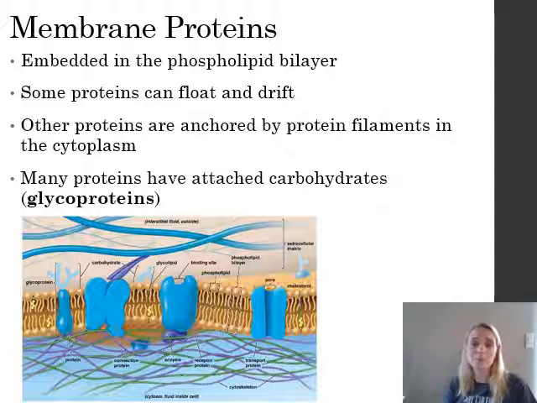So a lot of times when you're looking at pictures in the book, proteins are kind of illustrated as these big blobby things. So I like to call proteins big blobs. So that's kind of my connection to them. But they are not blobous in nature. They're very specific because that three-dimensional shape kind of dictates their function. So a lot of these proteins are embedded in that phospholipid bilayer.